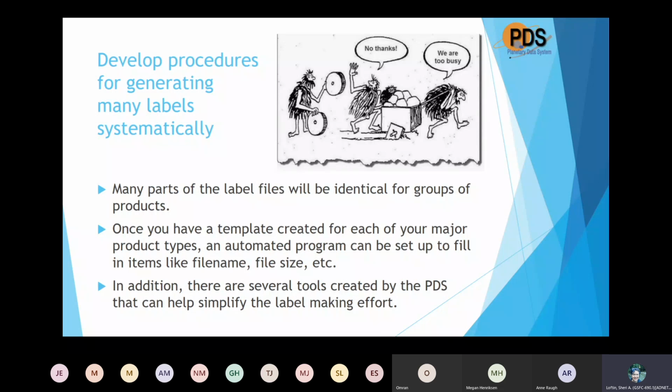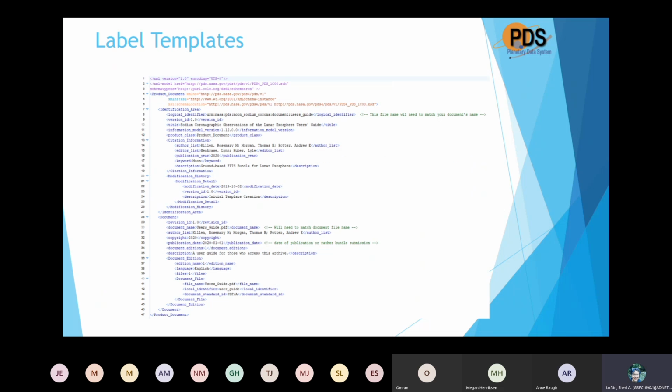Okay, so the best thing to do is to develop a procedure to make these labels happen as easily as possible. Like I've been trying to tell you, a lot of the parts of these labels are going to be identical for your groups of products. Templates will help. Once you have the major templates set up for each product type, then you can fill in things like the file name and the file size. And the PDS has created tools to help you with this effort.